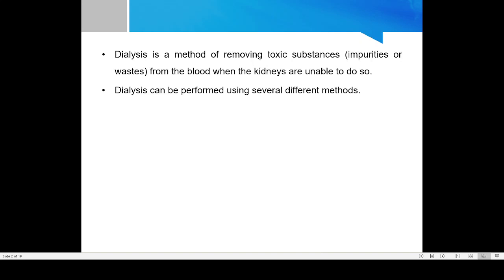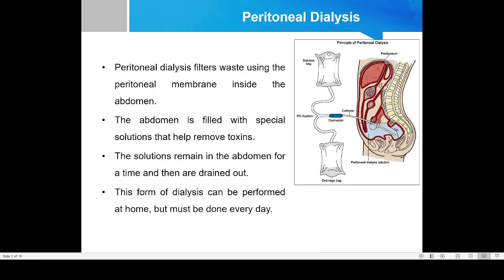So to avoid that problem of early death, nowadays doctors will be prescribing the patient to undergo dialysis. Dialysis is basically an artificial process of removing the waste material or toxic material like urea, uric acid, etc. from your blood. And that process is known by the name dialysis. And there are two different methods of dialysis. One is known by the name peritoneal dialysis.